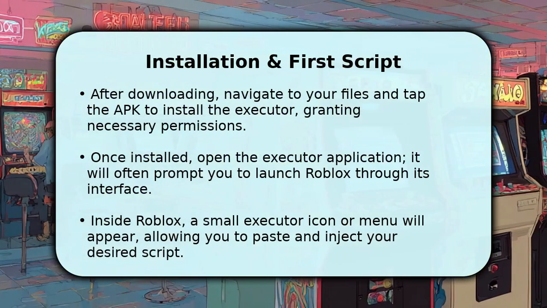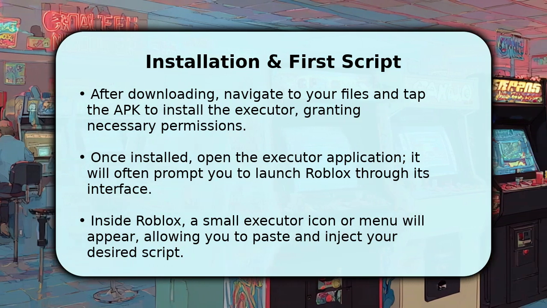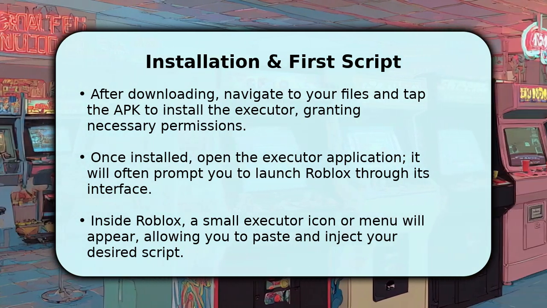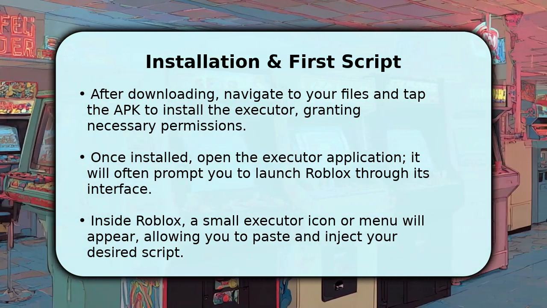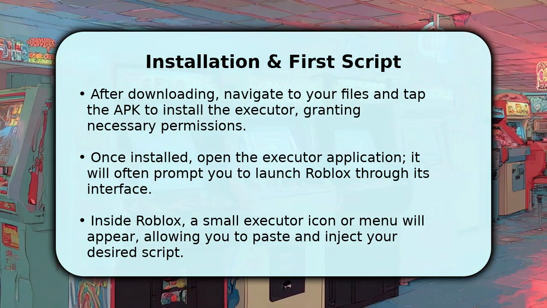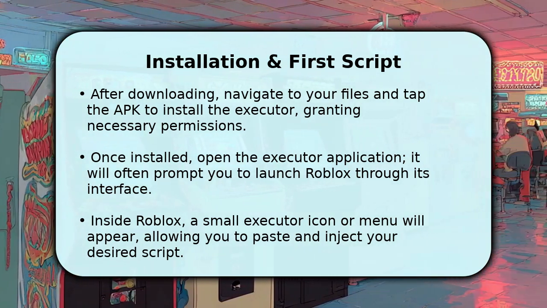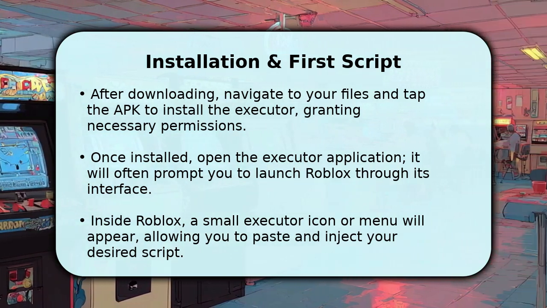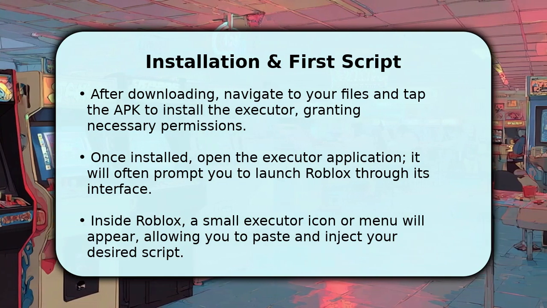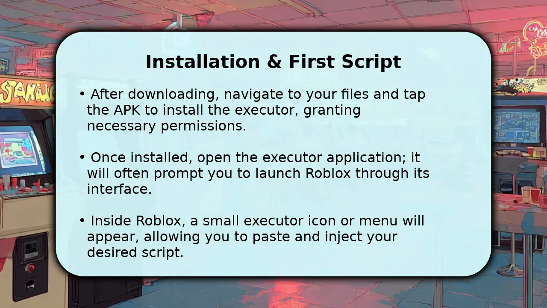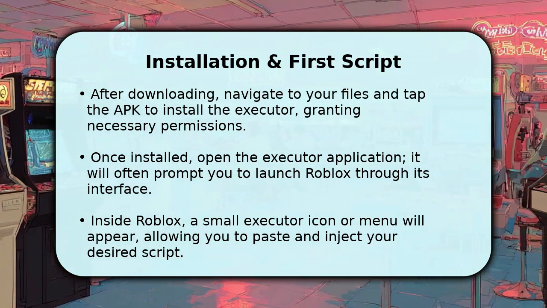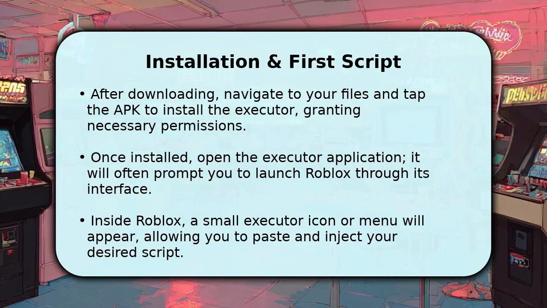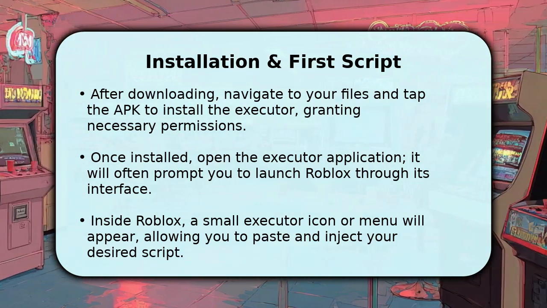After downloading, navigate to your files and tap the APK to install the executor. Grant any necessary permissions during this process. Once installed, open the executor application, and it will often prompt you to launch Roblox through its interface. Inside Roblox, a small executor icon or menu will appear, allowing you to paste and inject your desired script. Start with a simple, tested script to verify functionality.